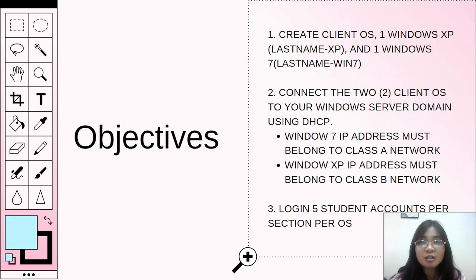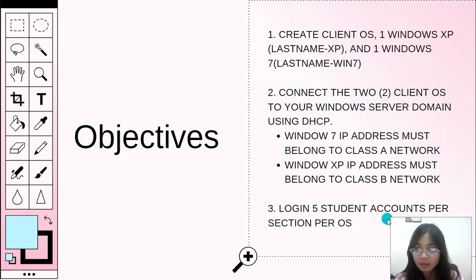So now let's proceed. The objective of this activity is to create client OS, one Windows XP and one Windows 7. The name of the virtual machine should be last name XP and last name Win 7. For example, for me, Ortiz XP and Ortiz Windows 7. Next is to connect the two client OS to your Windows Server domain using DHCP. Yan, dito lang natin.